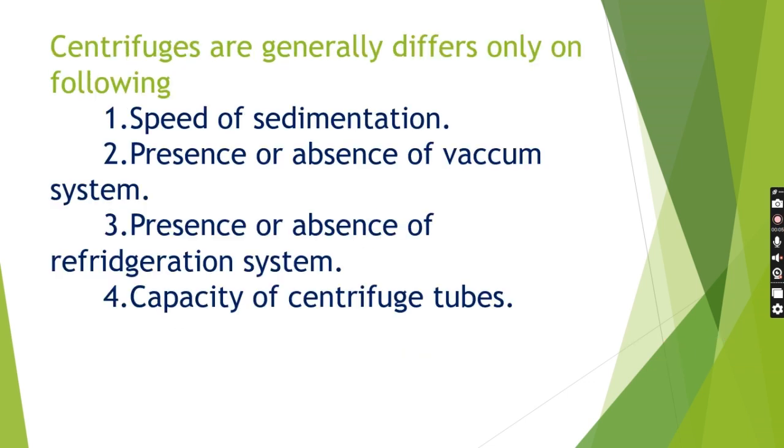The centrifuges differ individually based on their sedimentation capacity, because motors with a high revolution have a faster rate of sedimentation. Then there is the presence or absence of a vacuum system. A vacuum system is also very important during the sedimentation process.